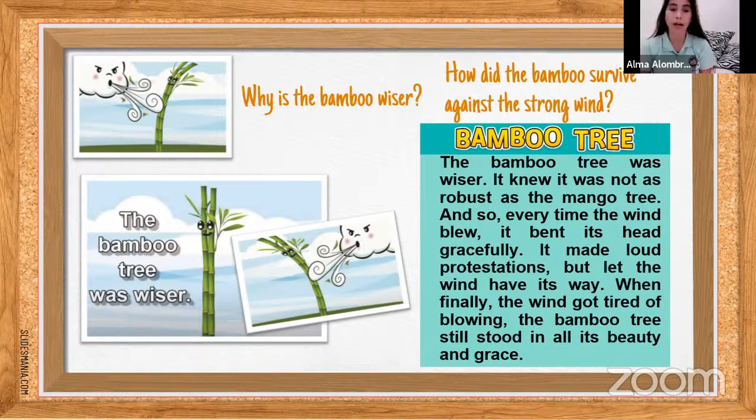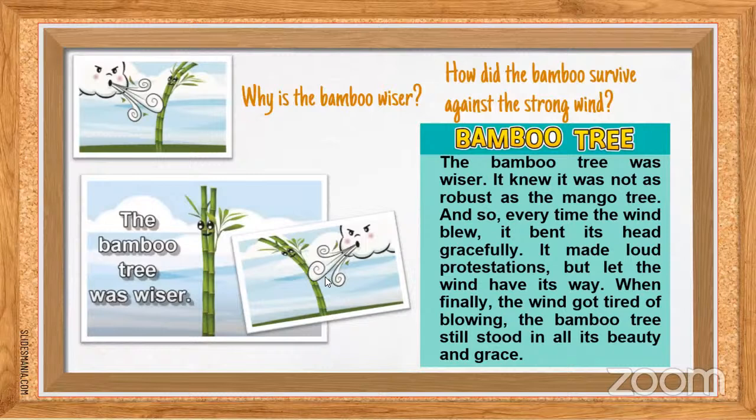All right, thank you, Hannah. Now, based on this excerpt of Pliant Like the Bamboo, there's a description of the bamboo tree. Question, why is the bamboo wiser? And how did the bamboo survive against the strong wind? Yes, Carla.